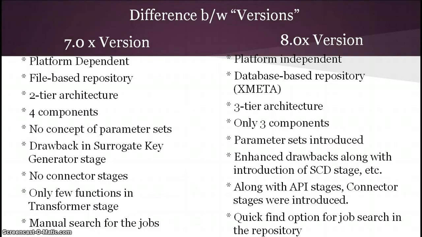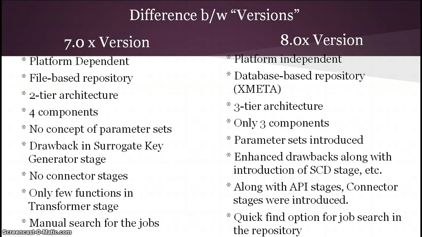And coming to the 7x version, there were four components, namely designer client, administrator client, director client, and manager client. But from the 8x version they merged the manager client into the designer client, so there are now only three components. And in the 7x version there is no concept of parameter sets. We need to have individual parameters for every job, but from the 8x version the parameter sets concept was introduced. We can just create a whole set of parameters and give it a parameter set name, and then we can use this parameter set anywhere in the whole project. So we need not give every parameter. It's tiresome, right? Yeah, so that's pretty cool.